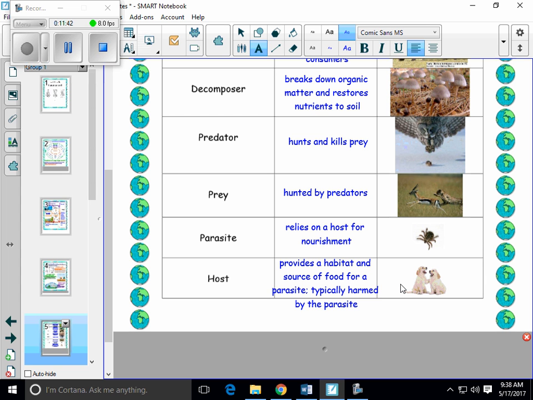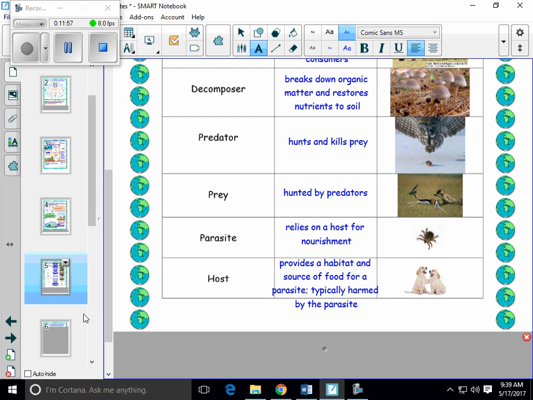Now typically the host is going to be harmed by the parasite. The parasite doesn't want to kill the host because then they're out of a home and they're out of food. But the host is not healthy when it's being consumed by a parasite.